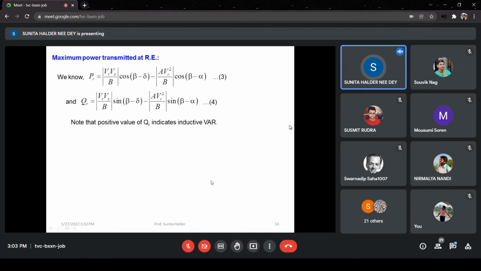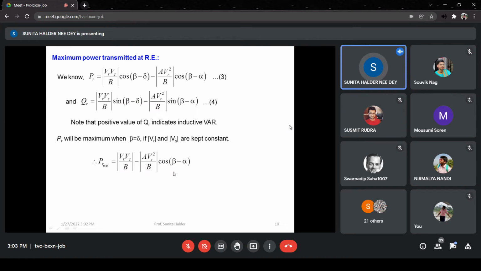Now, we are always interested in what the maximum power transmitted by the line will be. If we want to find that out, equation 3 is the expression of power transfer through the transmission line. To find the maximum power, delta is the only variable because beta and alpha are constant. So the condition is beta equal to delta, so that beta minus delta equals 0. In that case, the maximum power is this one, right?